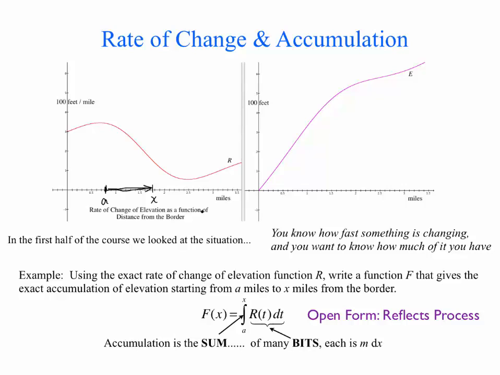And that's what this is, right? Because the change in y is m times the change in x. And we're summing up many bits of those. And so you see how this process is reflected in that open form. That process of we're summing up many, many bits. Each one of those bits is the rate times the change in x. Okay?